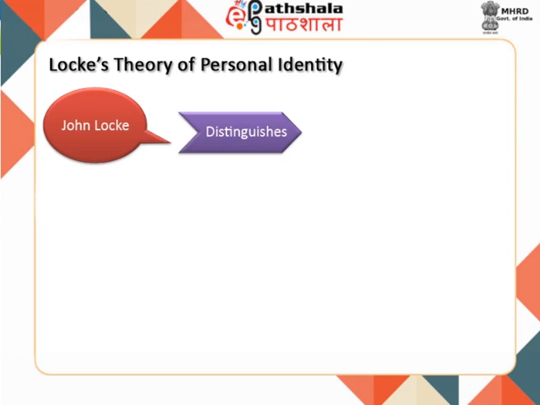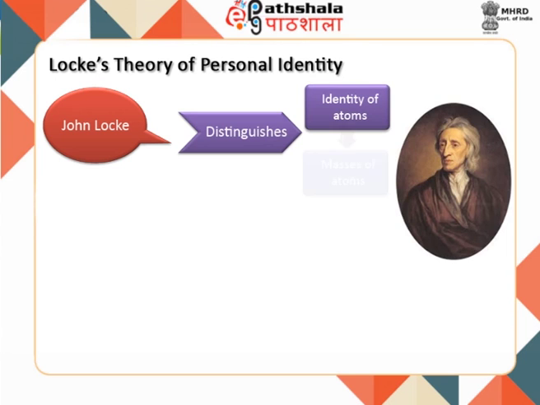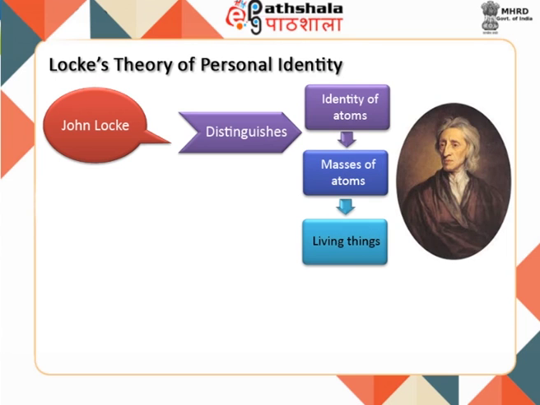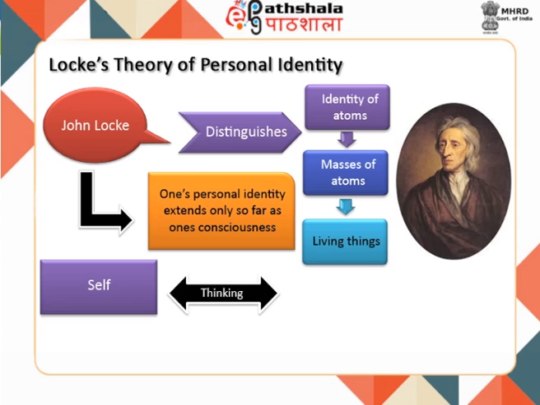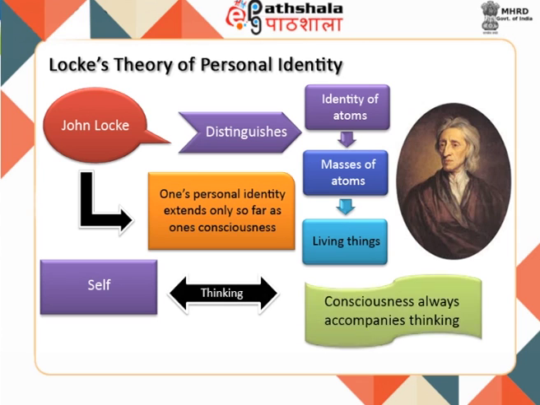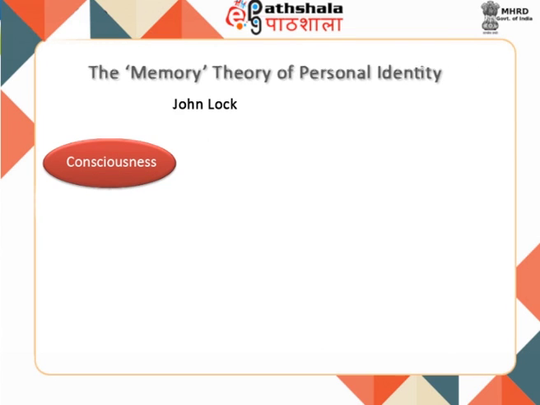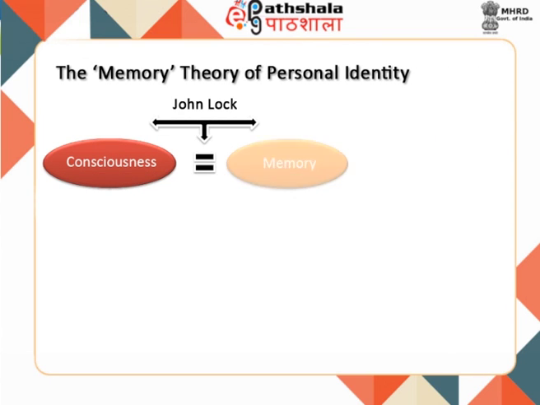Locke distinguishes between the identity of atoms, masses of atoms, and living things. Locke goes on to suggest that one's personal identity extends only so far as one's consciousness. He offers the argument that in order to be a self, one must be a thinking thing, and that consciousness always accompanies thinking. The consciousness Locke refers to can be equated with memory.